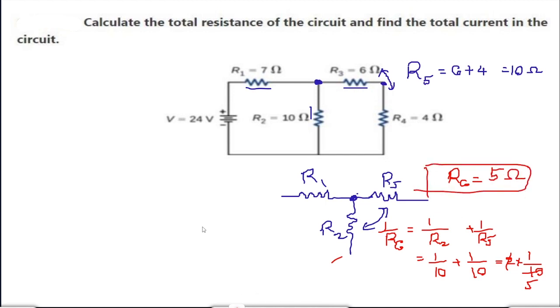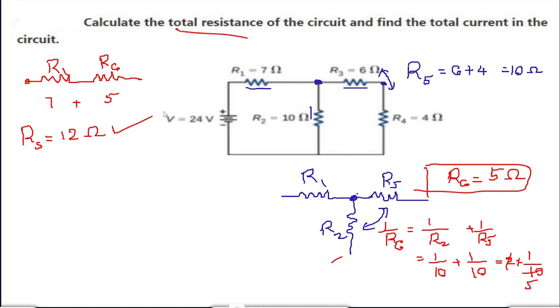And after finding this, our circuit became, first it is R1 and now it is R6. R1 and R6, these two are in series combination, right? R1 is 7 and this is 5. So the total is 12 ohms. The resultant resistance is 12 ohms, so the total resistance is done.